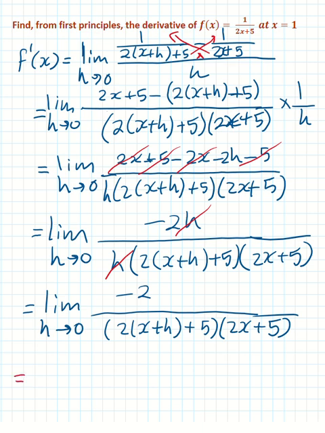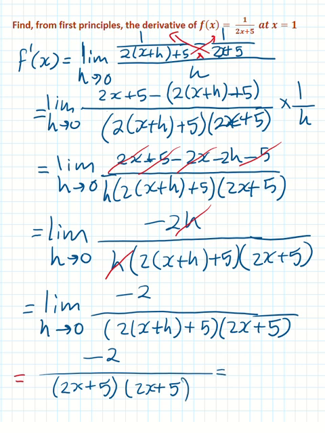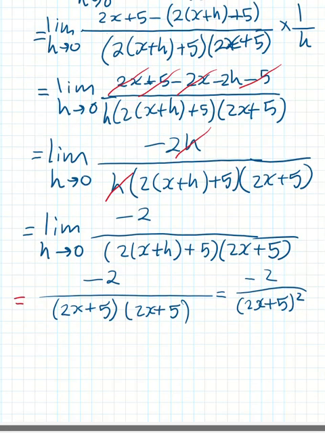So in here, that's going to be equal to. Now we can apply h equals 0 again. So what's left is in the numerator minus 2. In the denominator is going to be 2x plus 5, and then times by 2x plus 5. And actually, I can just make that equal to minus 2 over 2x plus 5 squared.